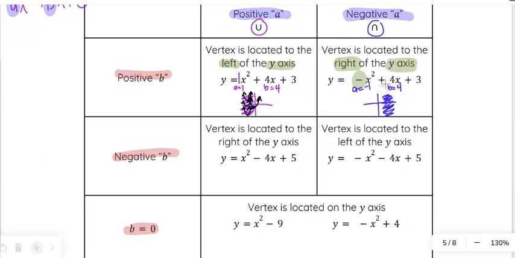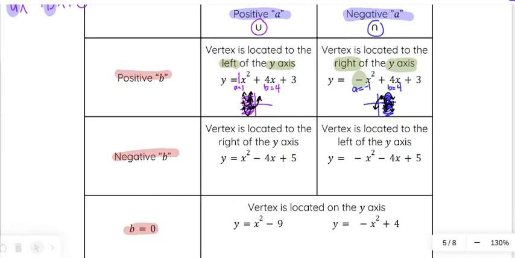So we know that that graph is going to be something like this, or here, maybe here. Again, it could cross over, but the vertex itself will be to the right side of the y-axis.